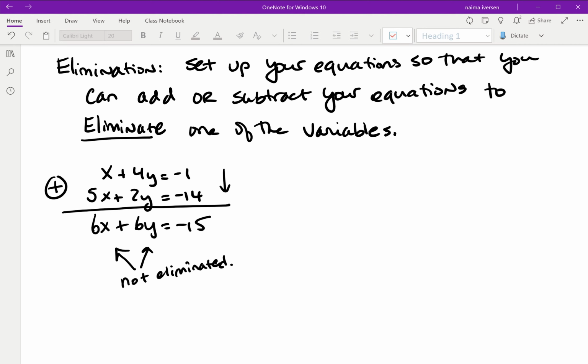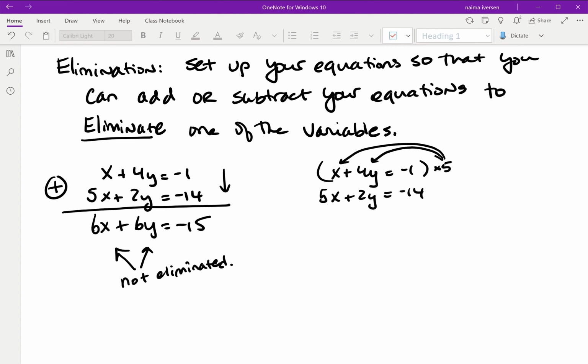So what we might have to do is take our equation and multiply by something or divide by something to make things easier to eliminate. One of the possibilities for this is that I could take equation 1 and multiply the whole thing by 5. So multiplying everything by 5 is just bringing it up by a scale factor of 5. This is what our new system would look like. It would be 5x plus 20y is equal to negative 5 here. And then the second equation doesn't have to change, so 5x plus 2y is equal to negative 14.